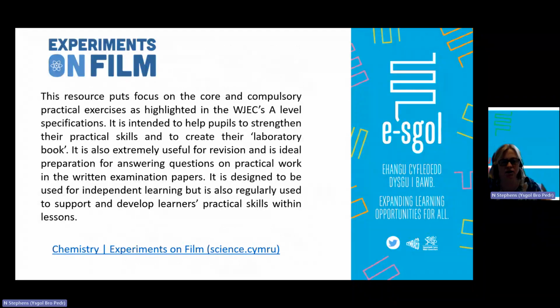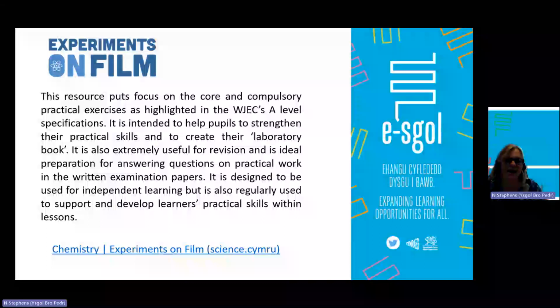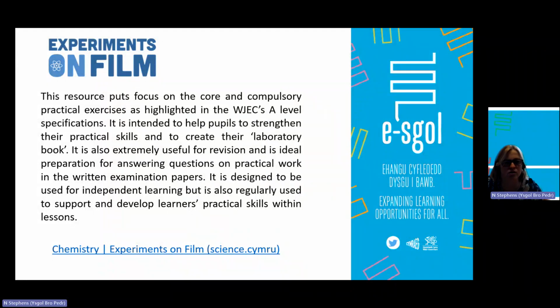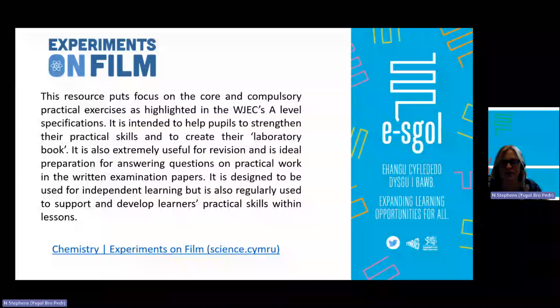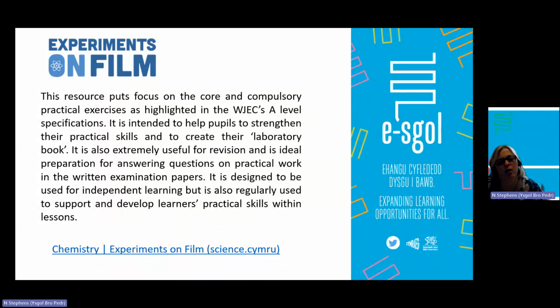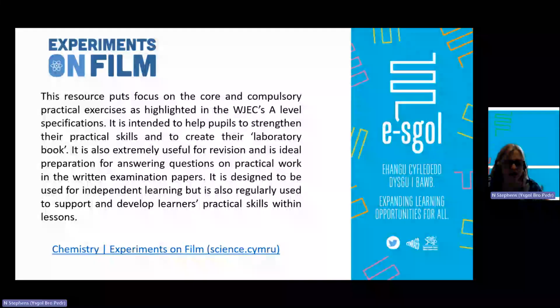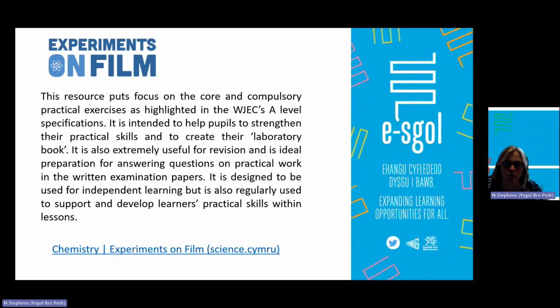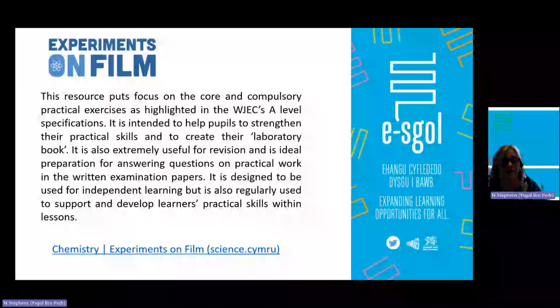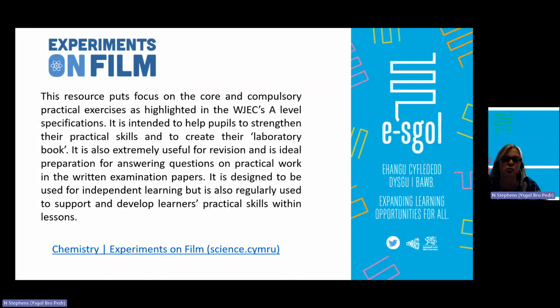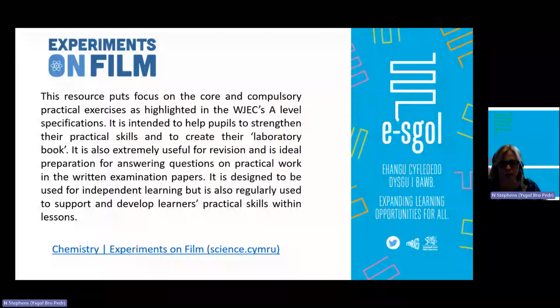I'm going to bring to your attention an invaluable resource, which I'm hoping you're all already highly familiar with, which is Experiments on Film. It is a resource that has focused on the core and compulsory practicals that are specified by the WJEC themselves. It is intended to help you as pupils to strengthen your confidence and your practical skills, and it is an invaluable resource in completing that laboratory book that you've been working on for the past 18 months. Whilst it was originally intended to be more of an independent resource, it is very commonly used by us teachers, me included, within our own lessons as well, just to strengthen, develop and support you as pupils as you go through the practical elements, both in AS and in A2.